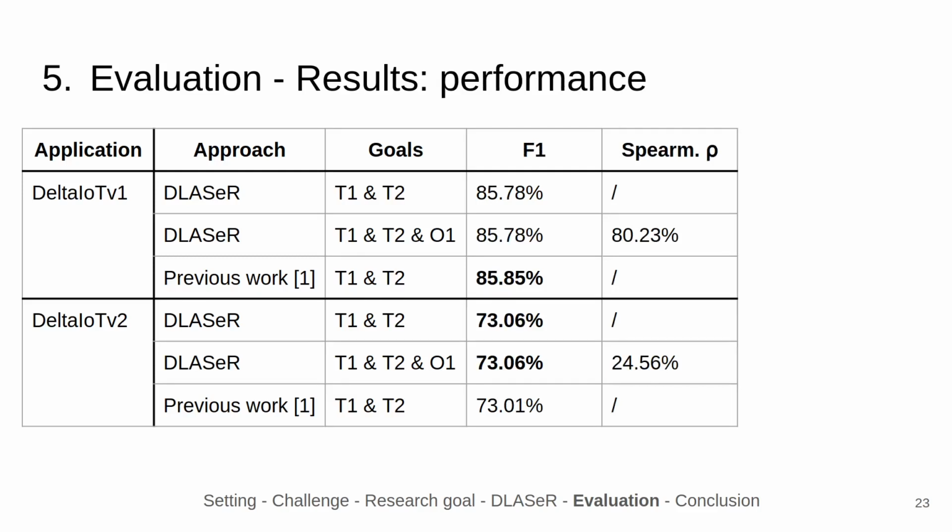Now we look at the performance. To that end we utilize the F1 score for the threshold goals and the Spearman rho for the optimization goal. We see that the F1 score is very similar to the previous work, with less than 0.1% difference. And for the Spearman rho rank correlation, we see that there's a large decrease from 80.2% for .itv1 to 24.5% for .itv2. One might think that this would result in significantly inferior results, but further results will show that this is not specifically the case.